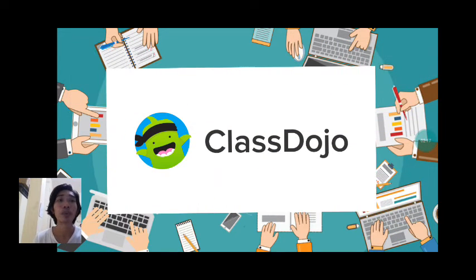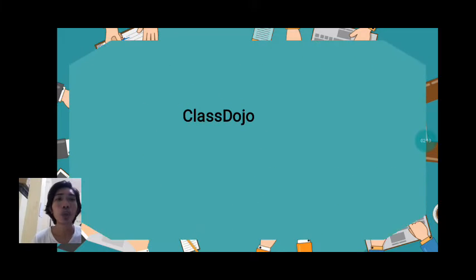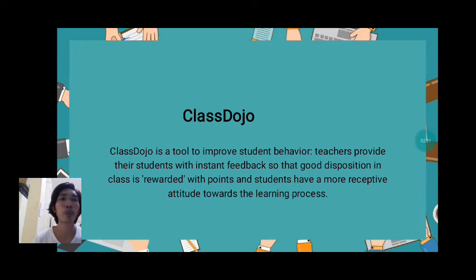Next is the ClassDojo. ClassDojo is a tool to improve student behavior. Teachers provide their students with instant feedback so that positive behavior in the class is rewarded with points and students have a more receptive attitude towards the learning process.